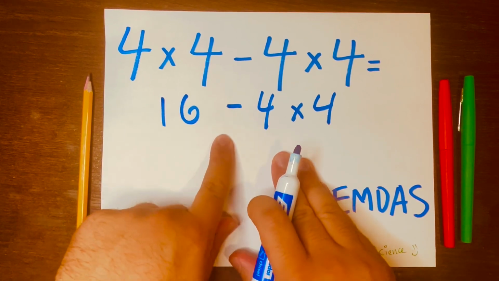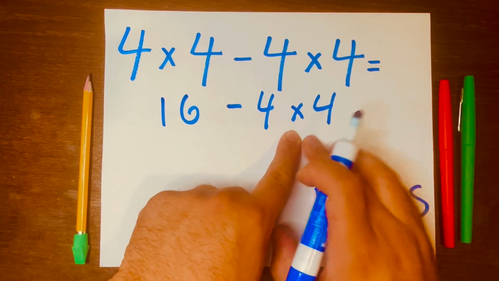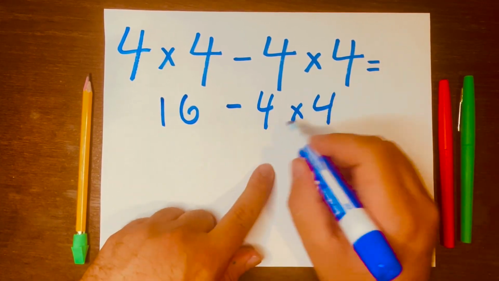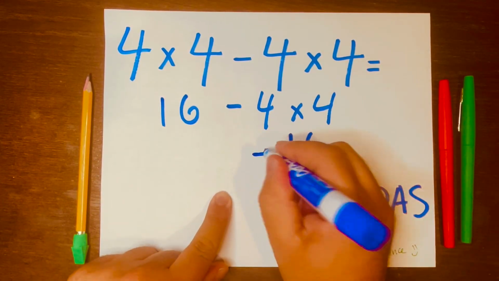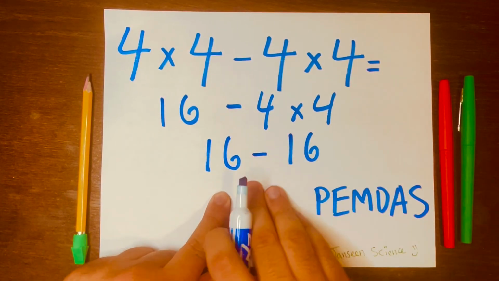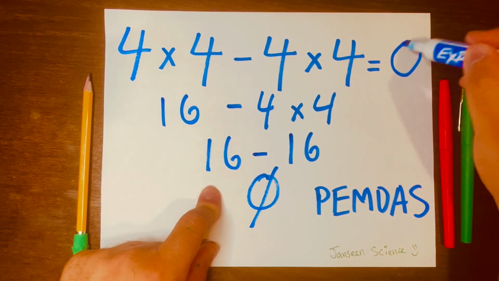However, subtracting is a lower level, and multiplication will be a higher level than subtracting. So 4 times 4 is 16. 4 times 4 will go first, and then I'll bring down the 16 minus, and 16 minus 16 is 0. So your answer is 0.